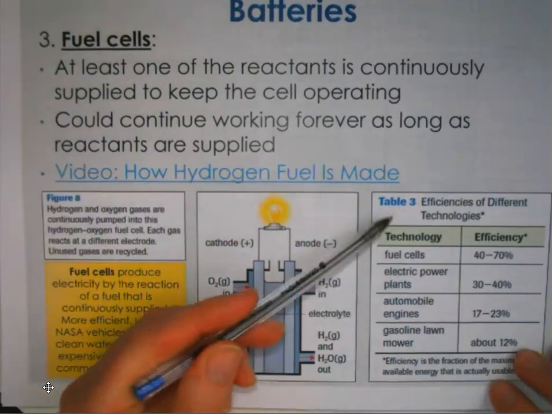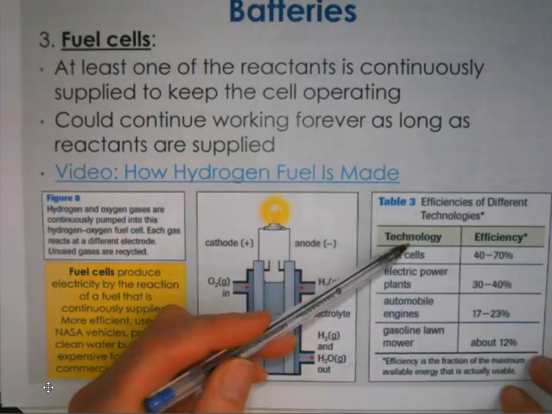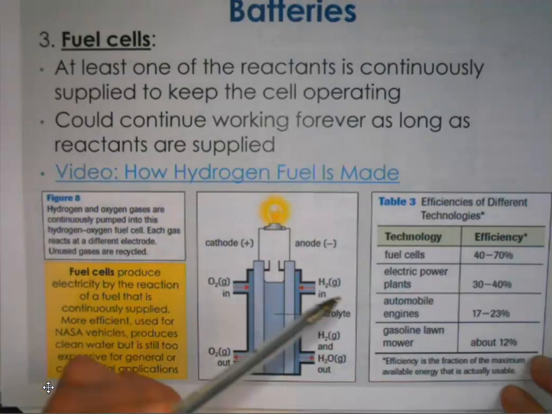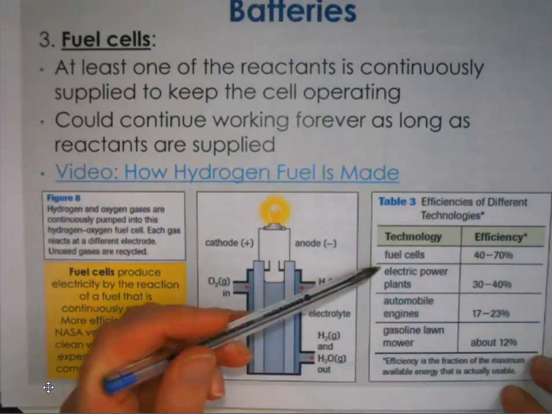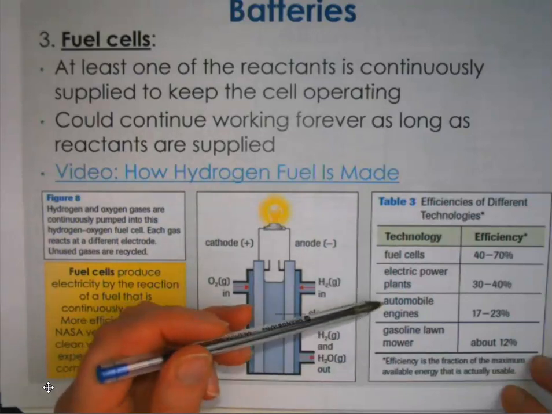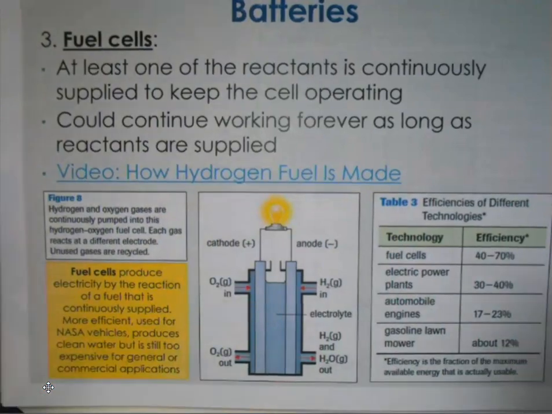Here you can see a difference in the efficiencies of different technologies. So remember, efficiency is just how much useful power is put out for how much power is being put in. And with fuel cells, that's 40 to 70% compared to a car engine at 17 to 23%. So a huge difference, right?